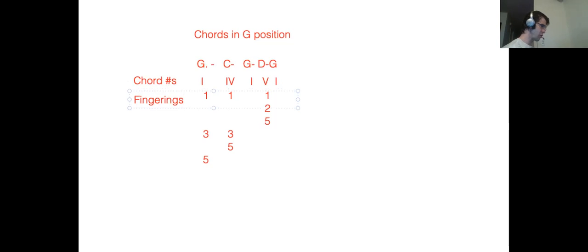So basic G position starts with the G, right? So that's basic G position. In the next video, we'll be going over middle G position, which is a little bit different.